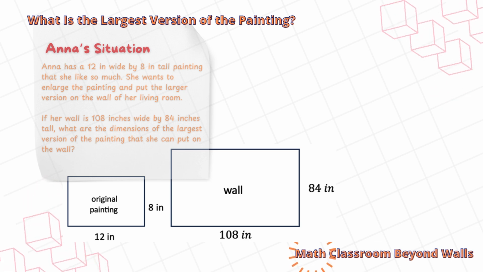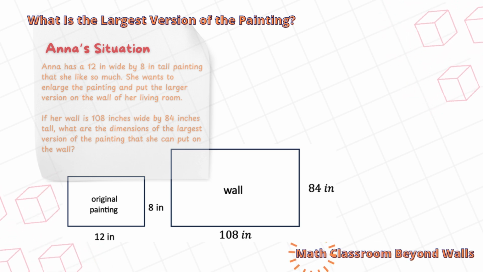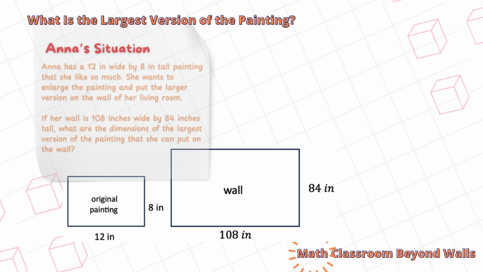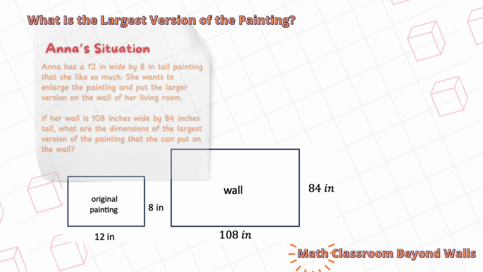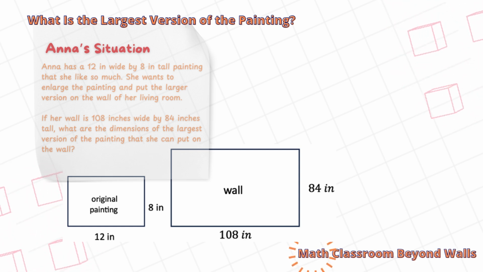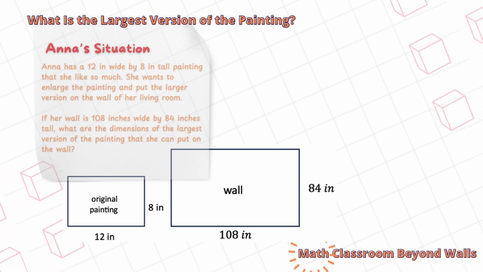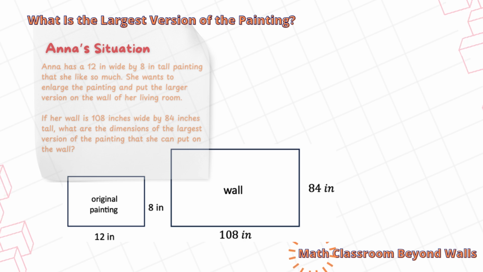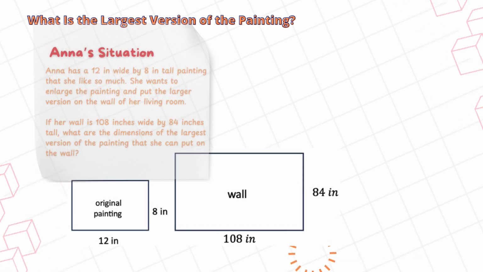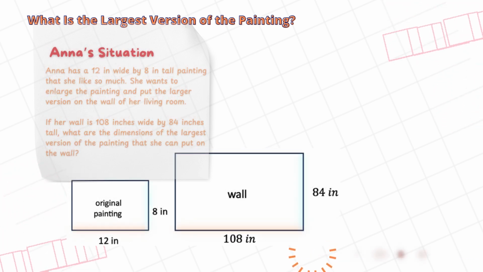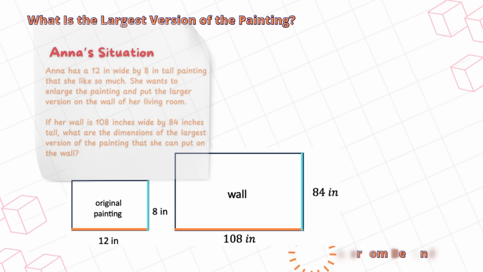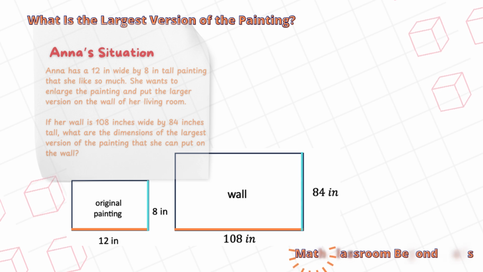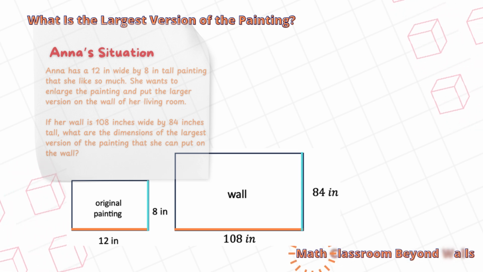That means that the larger version must be similar to her small painting. To get a larger version similar to her small painting that will fit into the wall, we will determine the possible ratio or scale factor that can be used in enlarging the painting. We will set up the ratios for the corresponding sides of the original painting and the wall so that we can get the appropriate scale factor.